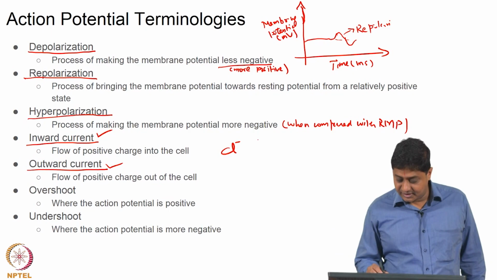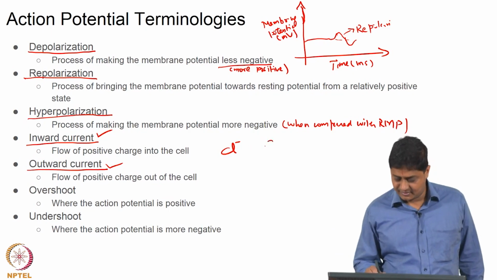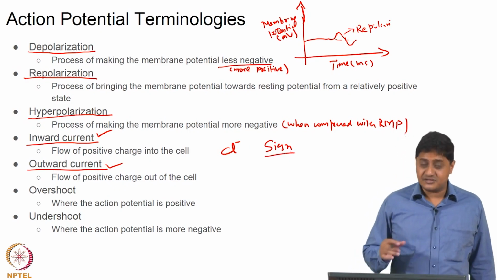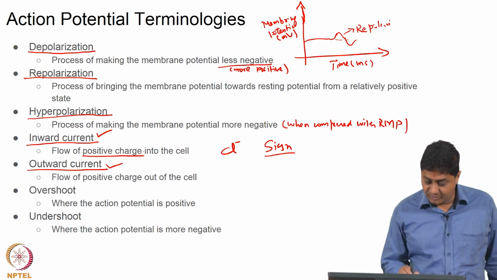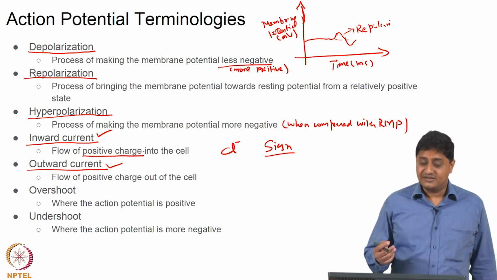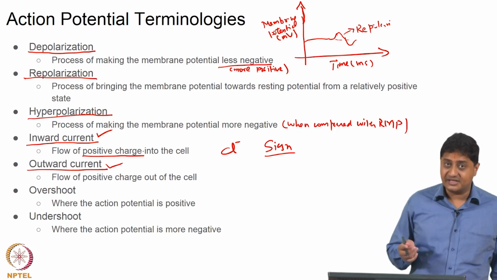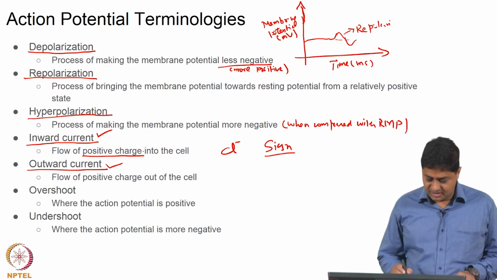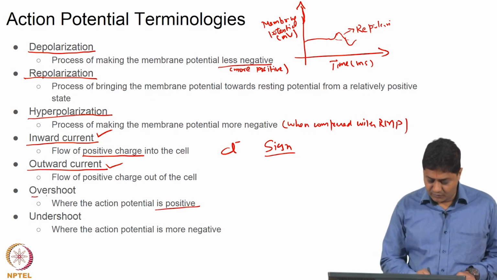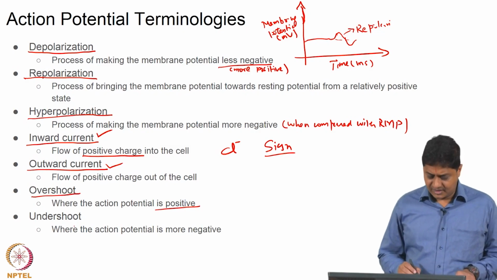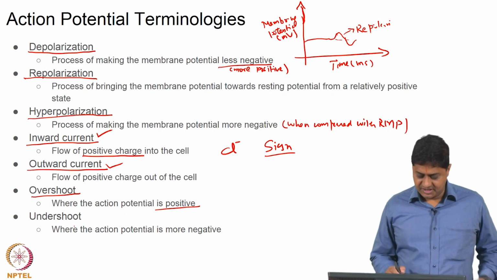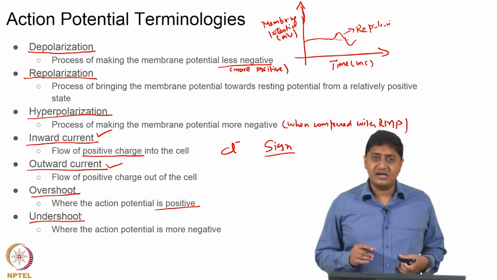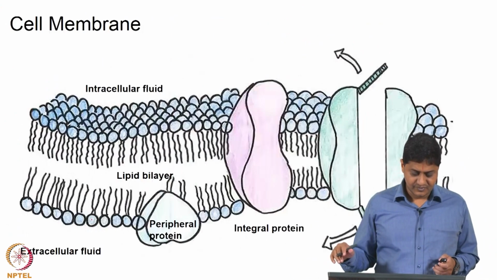Inward current and outward current definitions depend on the sign, or whether we are talking about anions or cations. It is important to note, it is not about whether something is going inside or outside. The charge, whether it is a positive charge or negative charge, matters in this case. The period during which the action potential is positive is called an overshoot. We will discuss this later. The period during which the action potential is more negative than the resting membrane potential is called an undershoot. These are some terminologies we will be using in this class and in future classes.